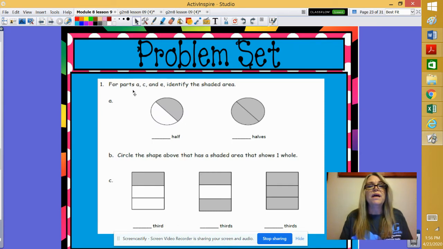Now, here are some examples of how we could look and identify shaded areas on shapes. This circle is divided into how many parts? How many equal parts? That's right. This circle is partitioned into 1, 2 equal parts. How many parts are shaded? 1. So 1/2 of this circle is shaded. How many parts of this circle are shaded? 2. So we have 2/2 shaded here.